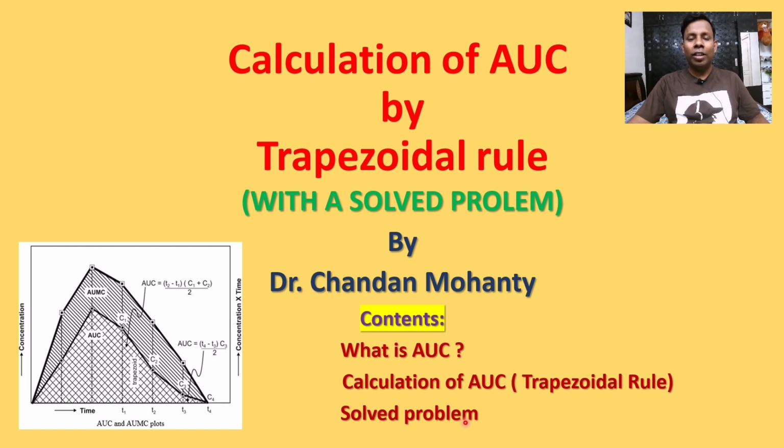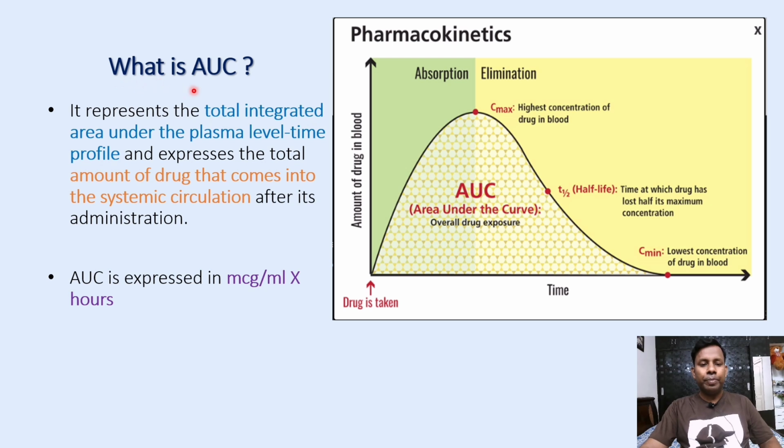So let's start. What is AUC? AUC stands for area under the curve. It is the total integrated area under the plasma level time profile. So if we plot a curve between time versus amount of drug in blood or plasma drug concentration, the graph will be like this. First it will increase to a highest point, that is called Cmax, then it will decrease to 0, meaning all the drug will be eliminated. How this graph is plotted and what these pharmacokinetic parameters are, I have already made a video, and the link is there at the bottom.